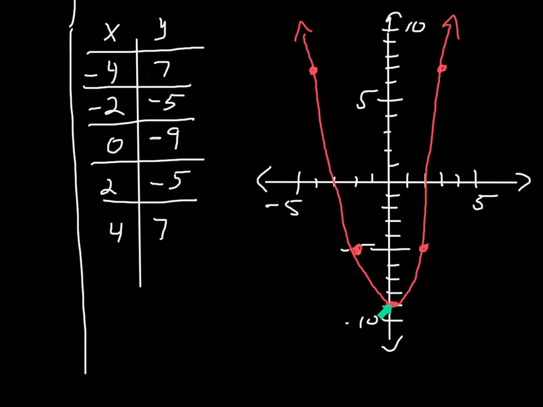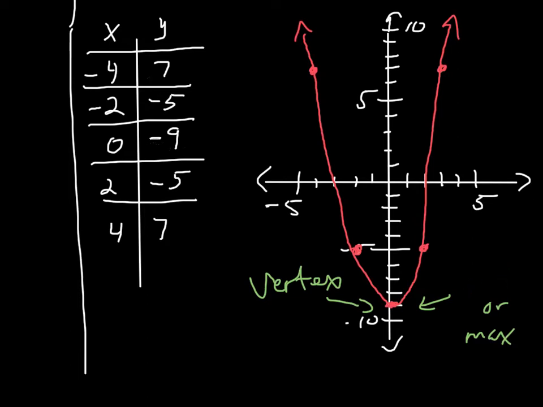vertex. Okay, so the bottom point, or if you happen to have a top point, it's called your vertex. So right there is the vertex, and it is the highest or the lowest point on your graph. This would be called a minimum, because it's the lowest point on your graph. If the graph were going the other way, of course, it would be a maximum. So these are also minimums or maximums.